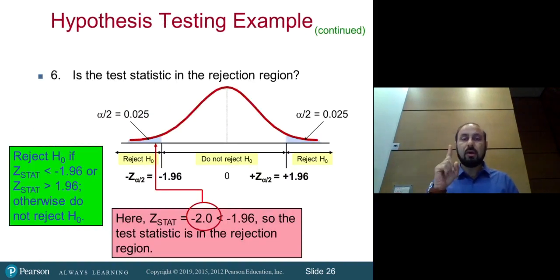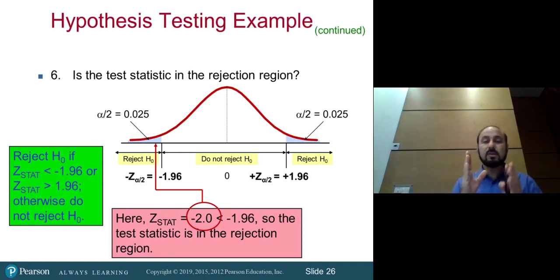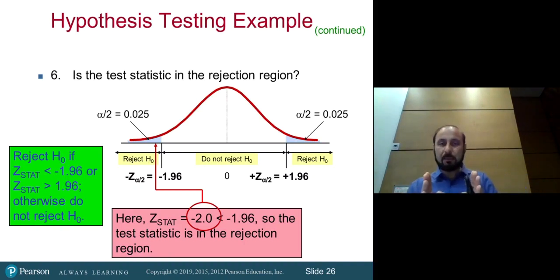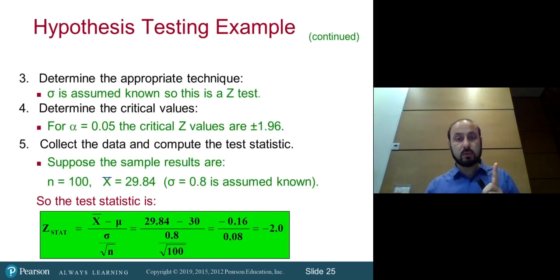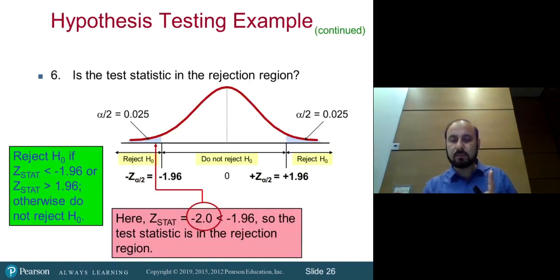Last step, decision making: whether this value is within the acceptance range or outside of the acceptance range. Remember, minus 2.0 is less than minus 1.96. And if we plot it here, you will find it is falling over here.